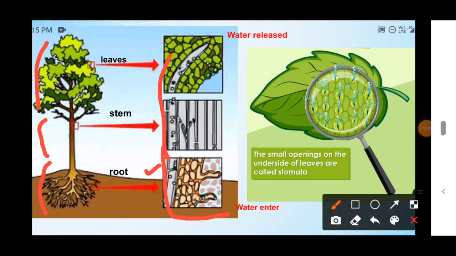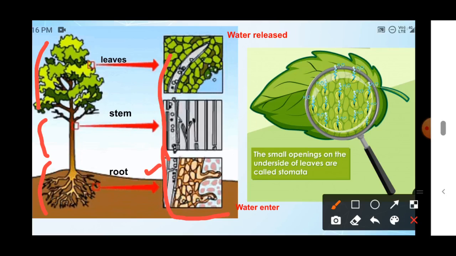And the remaining excess water is released by the transpiration process. In the transpiration process, the leaves play a vital role. Because if we see the leaves, you may see small holes present in them. That is known as stomata. The holes present in the leaves are known as stomata. So the water is released through these holes.